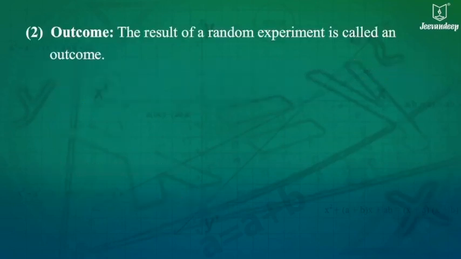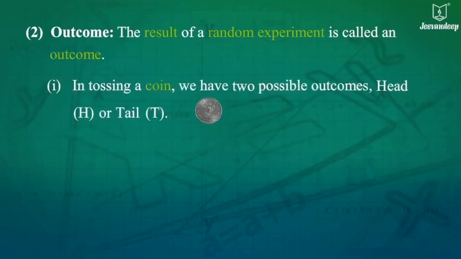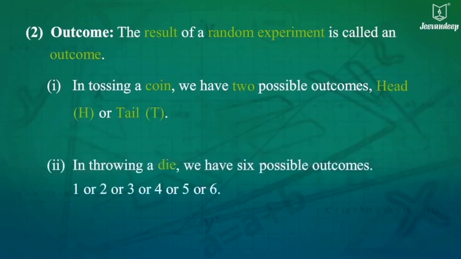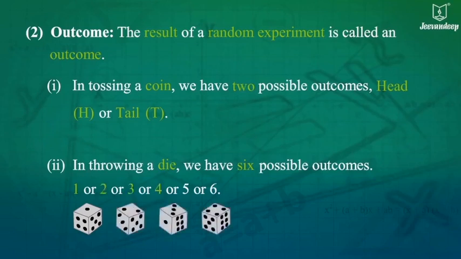Outcome: the result of a random experiment is called an outcome. In tossing a coin, we have two possible outcomes: head, represented by H, or tail, represented by T. In throwing a die, we have 6 possible outcomes: 1 or 2 or 3 or 4 or 5 or 6.